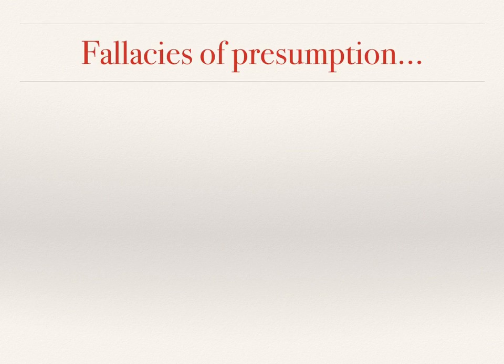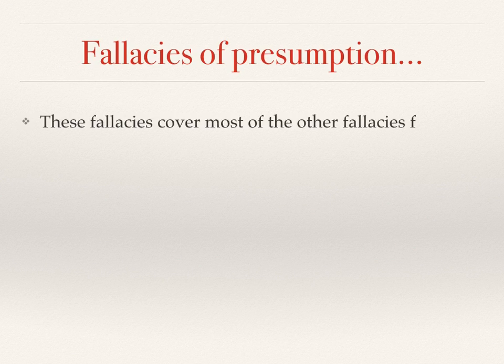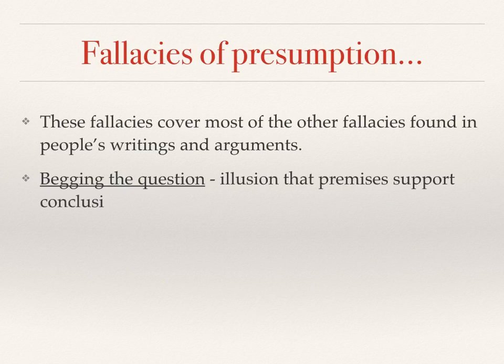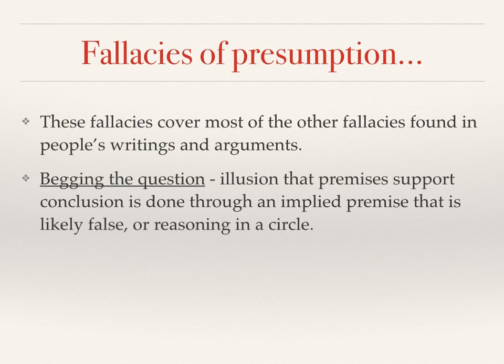The last collection of fallacies is just an assortment of fallacies for various reasons, and we'll just go over these fallacies. And they're often very common. One is begging the question. This is the illusion that premises support a conclusion, maintained either through an implied premise that is likely false or by reasoning in a circle, right?